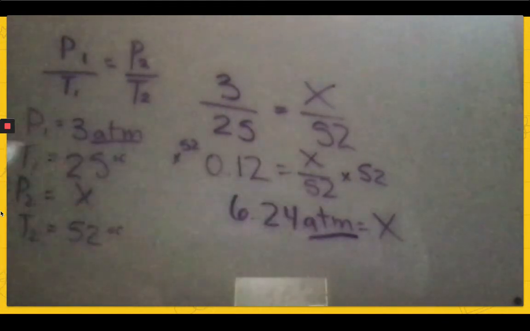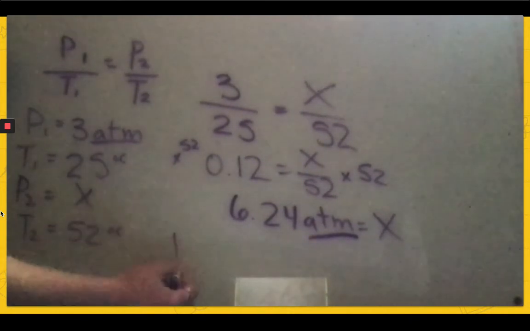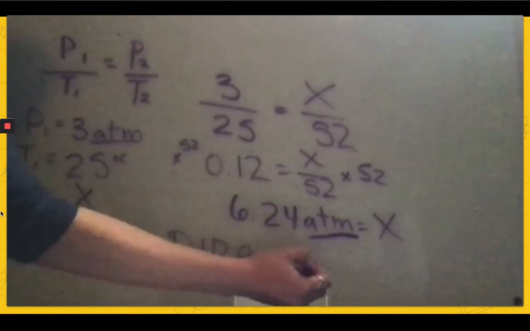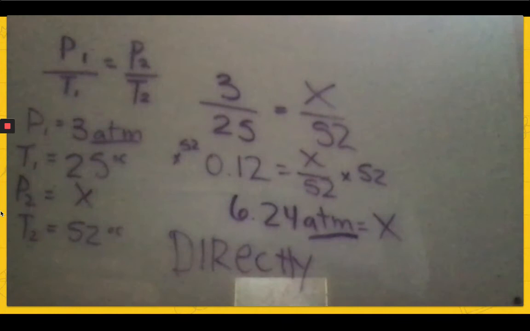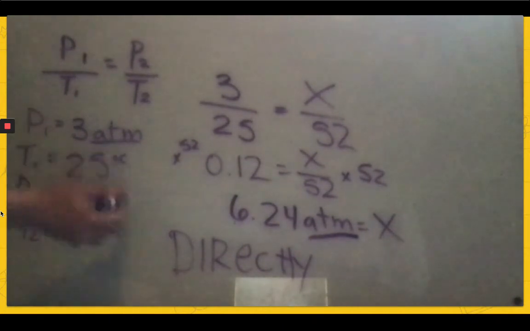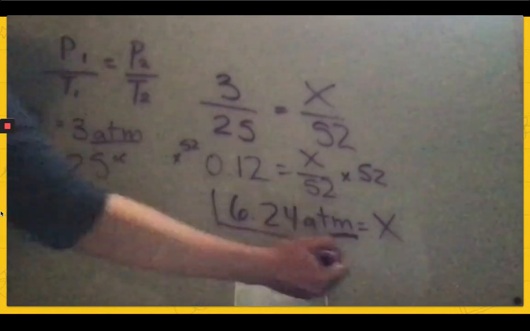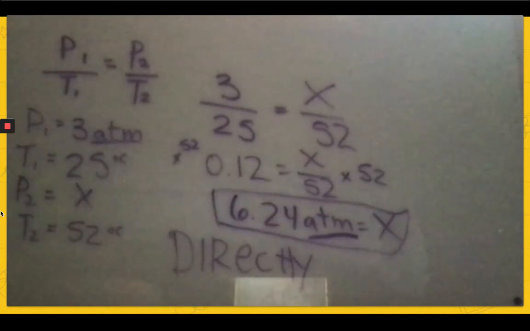Remember, I'm getting this ATM unit because we started with ATM. We're going to end with ATM. So make sure you're paying attention to that. Remember, we use that word directly, again, when talking about Lussac's law. Notice that temperature is increasing, which means that our pressure should increase, and we do. We increase from 3 to 6. So that is how you solve this problem.